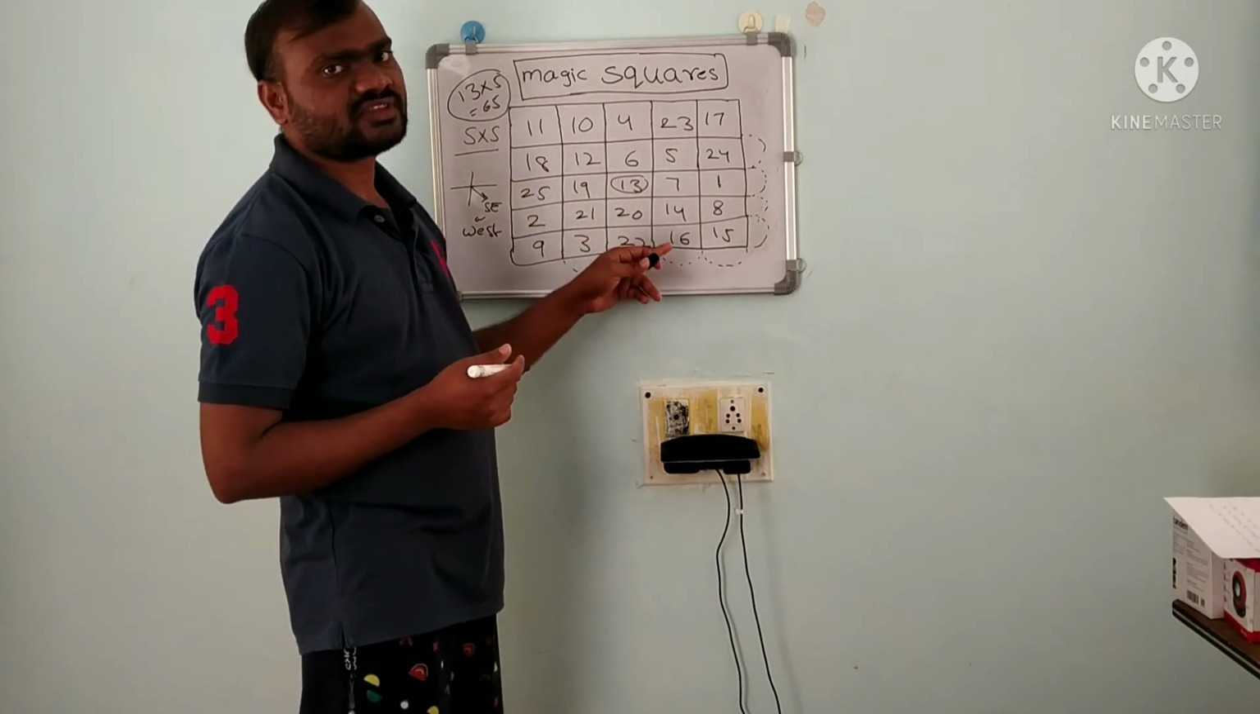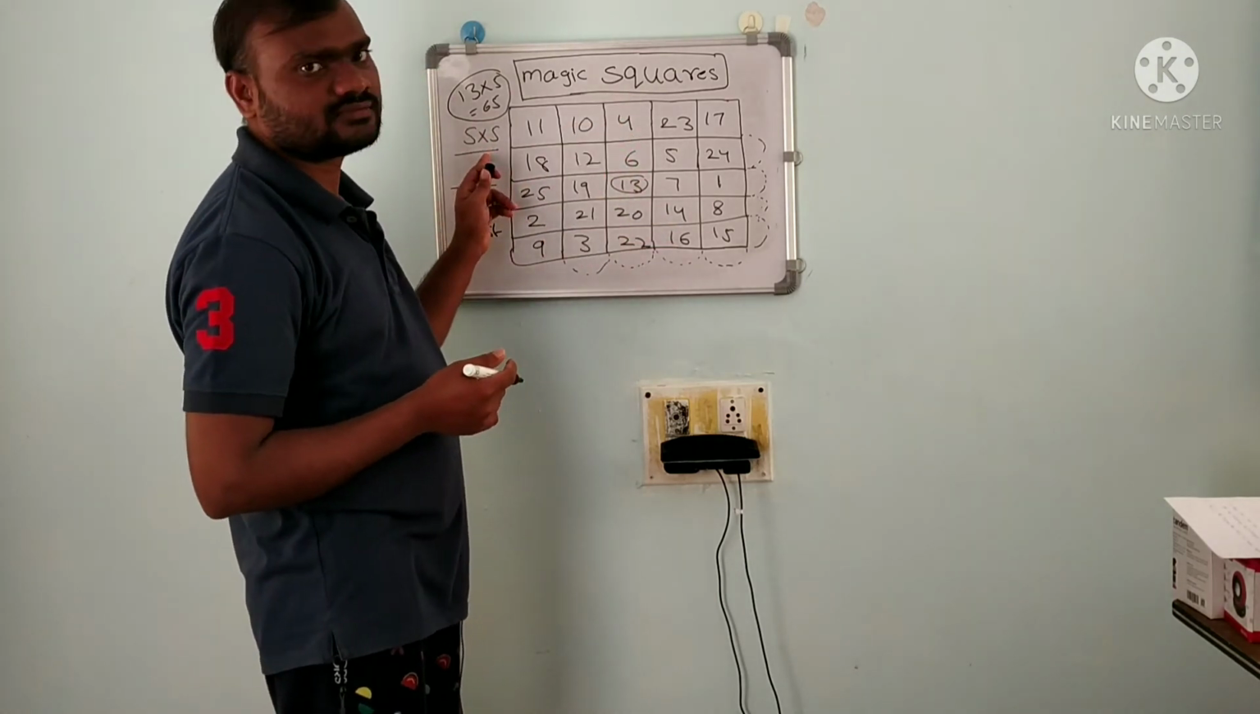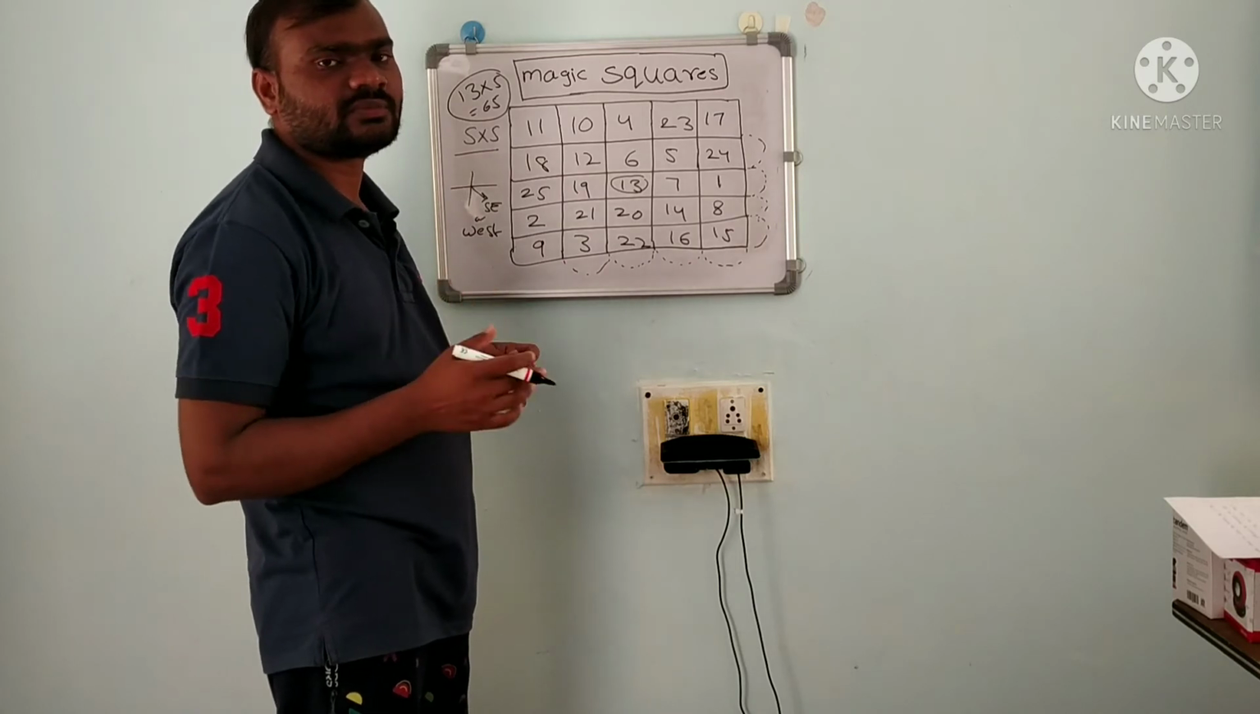So this is a magic with the squares. This is a 5 cross 5. You can take 3 by 3 or 7 by 7.